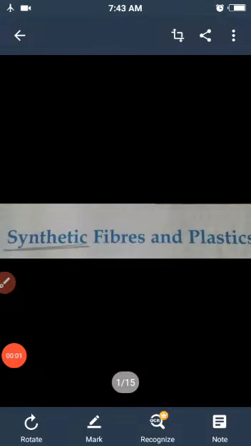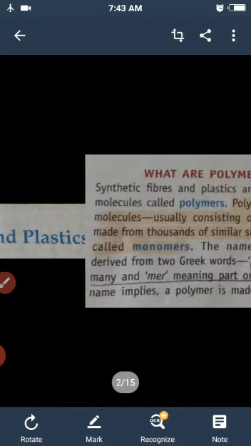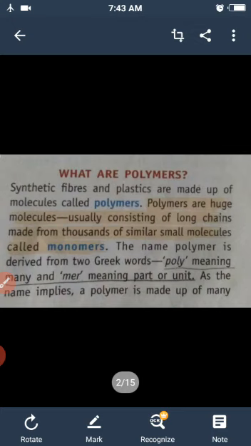Good morning, students. Today we will see synthetic fibers and plastics, the first lesson for 8th standard students. So already we see the introduction. Now you see the polymers. Synthetic fibers and plastics are made up of molecules called polymers.